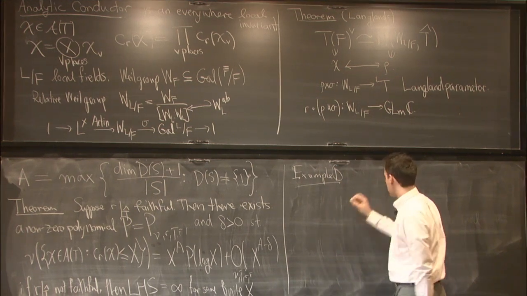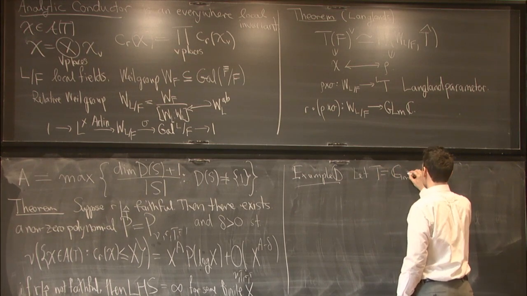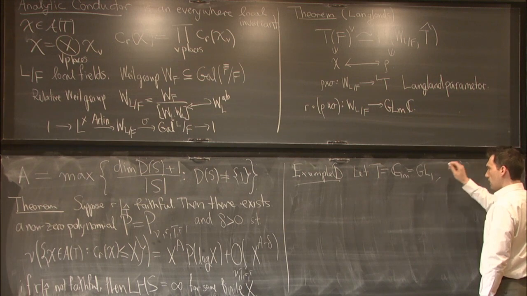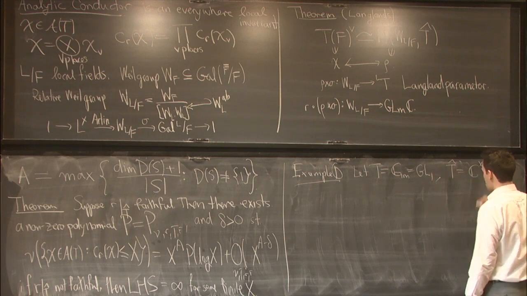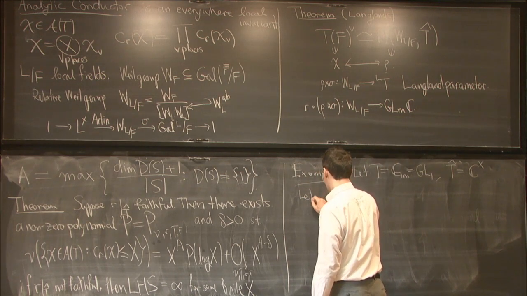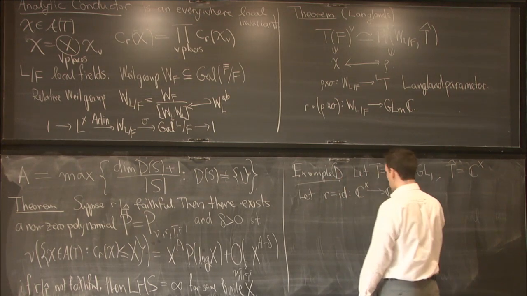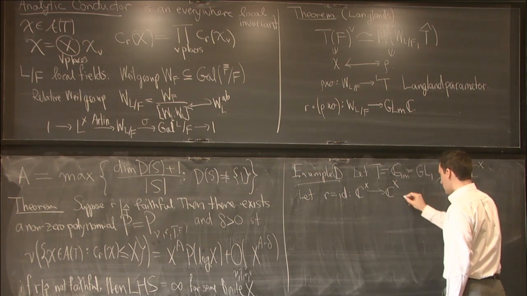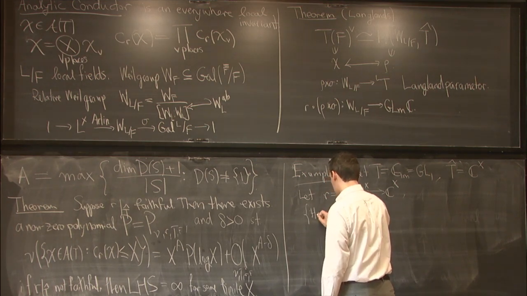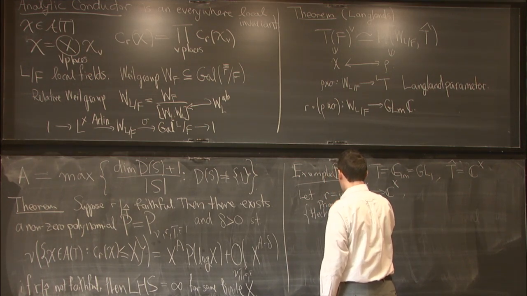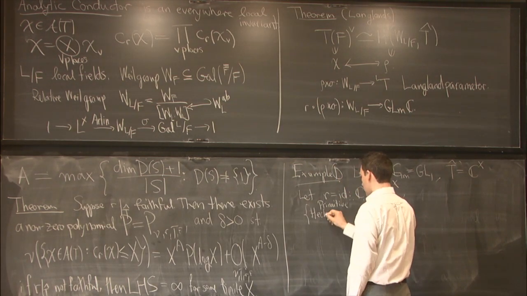Example one. The simplest possible example is, I'll let T be just G_m, the same thing as GL_1. In this case, T hat is just C cross. And I'll pick R to be the identity map from C cross to C cross. It's a one-dimensional representation. It's faithful. So what this is counting is the set of Hecke characters, primitive Hecke characters.